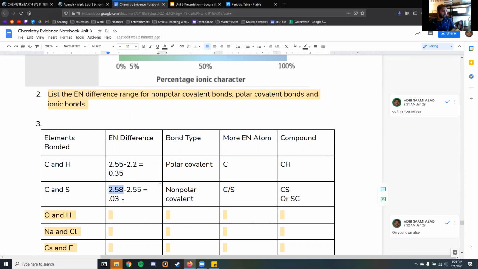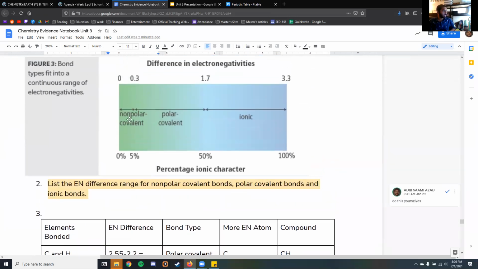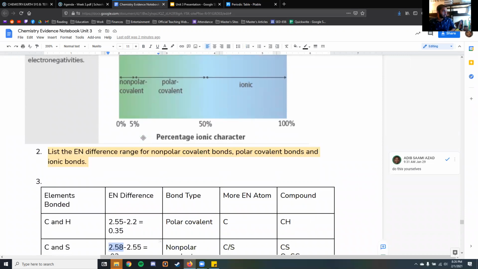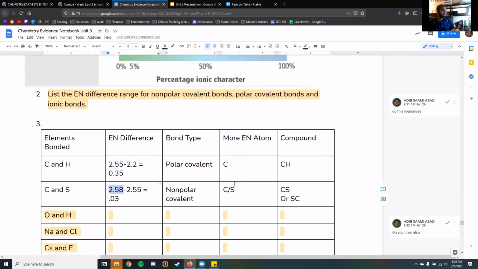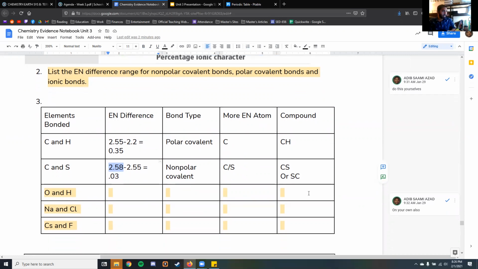For carbon and sulfur, put the slightly more electronegative one up front. Sulfur at 2.58. Carbon at 2.55. This puts us at a non-polar covalent bond. And so the more electronegative atom in this case, it varies, right? Carbon, sulfur, it is sulfur. And so the way this compound is written, because they are sharing electrons and it's non-polar, you could just write it either or, carbon sulfur or sulfur carbon. Typically sulfur carbon is what you want, but I've seen it both ways.